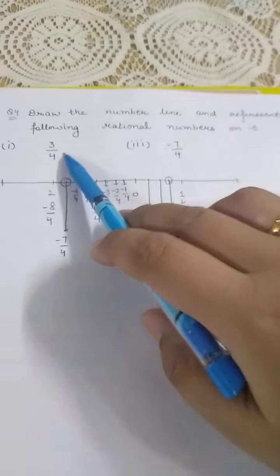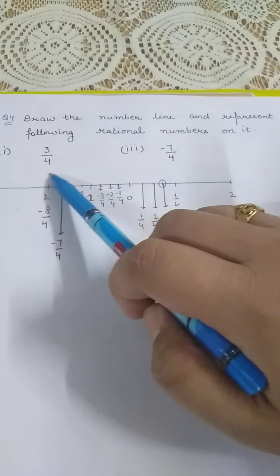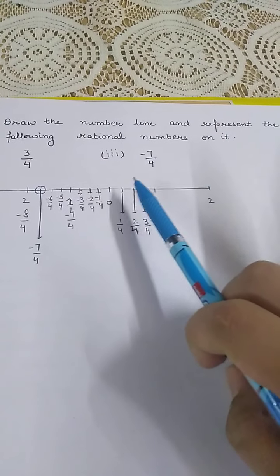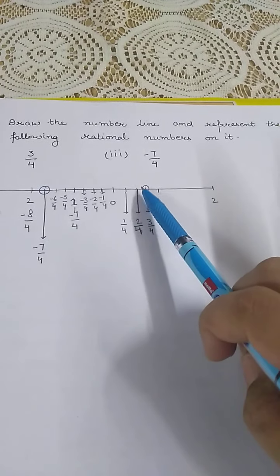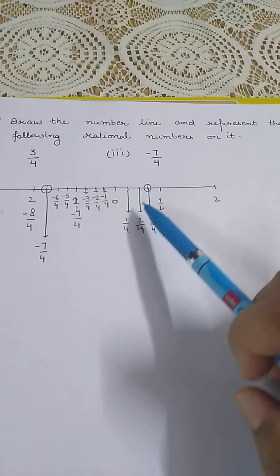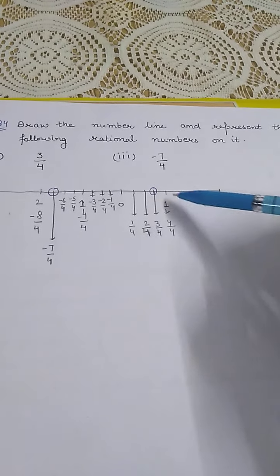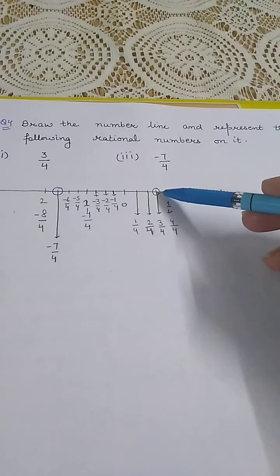So now see here, 3 by 4. I have to divide my 0 to 1 first unit into how many parts? Into 4 equal parts. So 0 to 1 into 4 equal parts. 1, 2, 3, 4. 1, 2, 3 and 4 equal parts I have divided. My first part represents 1 by 4. Second part 2 by 4. Third part 3 by 4. And the next part 4 by 4. So this is my 3 by 4.